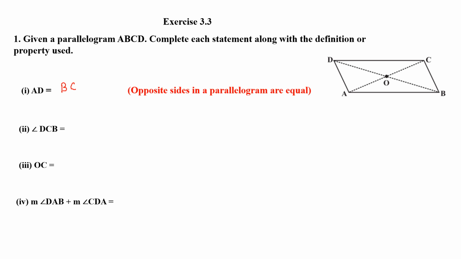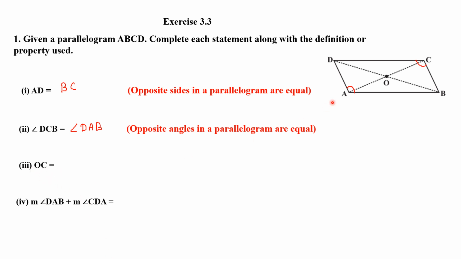Now the next question is angle DCB. DCB is equal to what? Now when we write an angle using three letters, always look for the letter in the middle. Here the letter in the middle is C, meaning I am talking about the angle formed at vertex C. So angle DCB is equal to which angle? The angle which is opposite to DCB is DAB, this angle, right? So here we write angle DAB, and the reason is opposite angles in a parallelogram are equal.